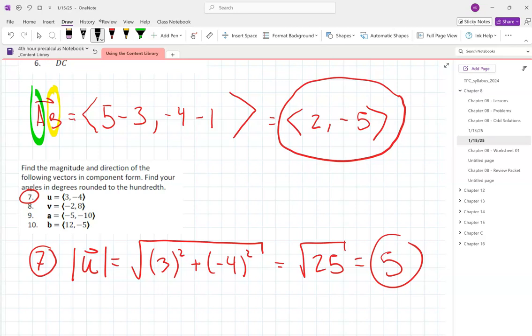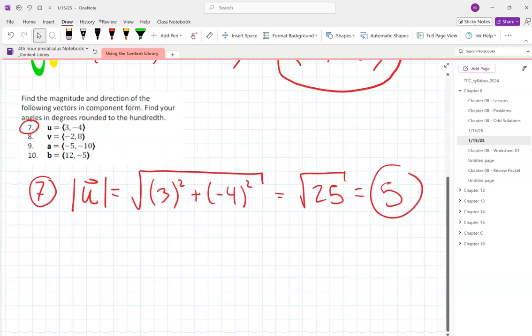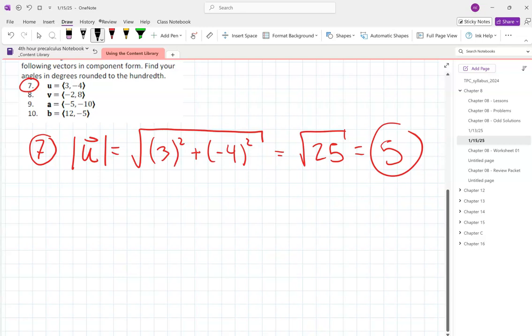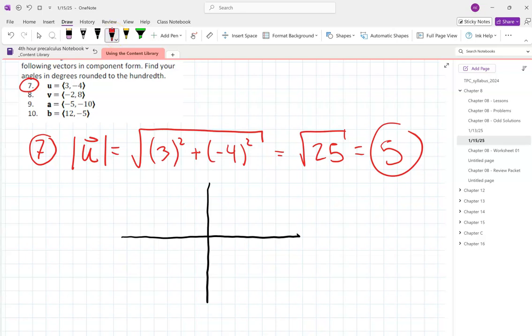All right. So that's magnitude. If I want direction, what do I need to do? I'm going to start by drawing a picture. So when I draw the vector 3, -4, where's the tail of that vector located? At the origin. And then I'm going to go 3 over and 4 down.